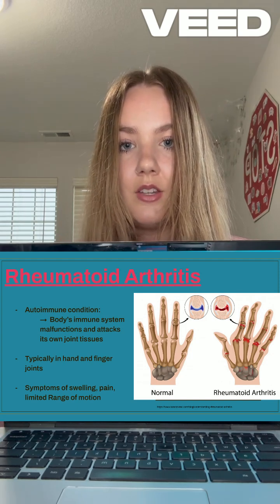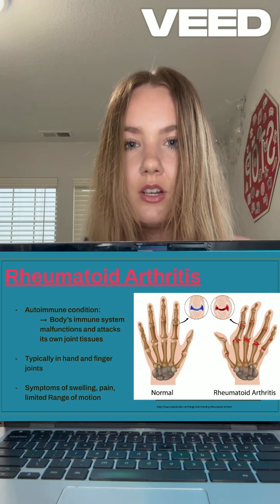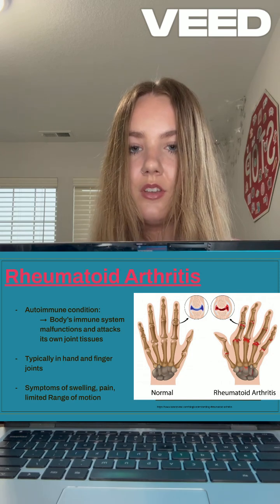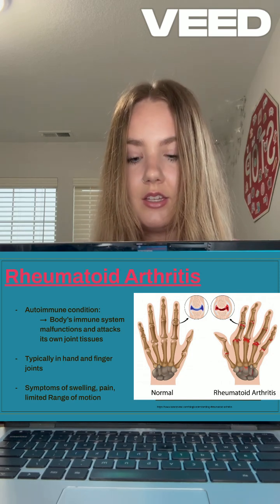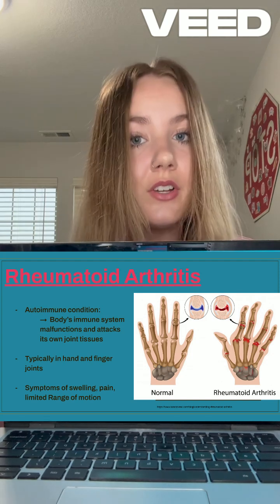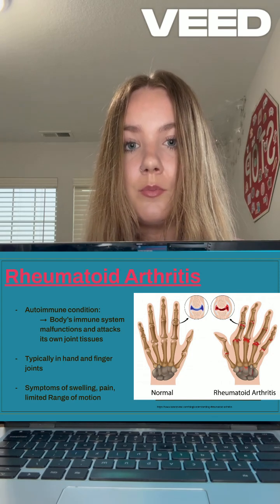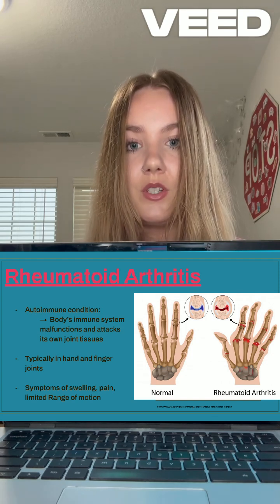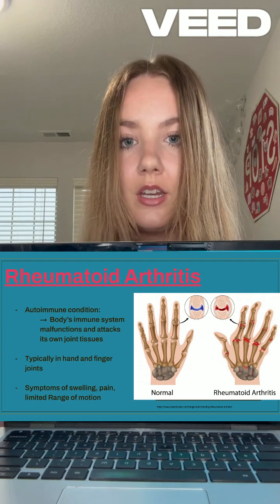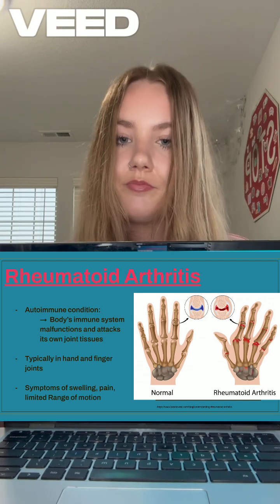The picture that I put here is a side-by-side of a normal hand and then a hand with rheumatoid arthritis, and you can see the fingers are bent differently and there's a lot of pressure and pain in those joints. And actually in severe cases with rheumatoid arthritis, the bones can actually fuse together, which would cause very, very little mobility in those joints.